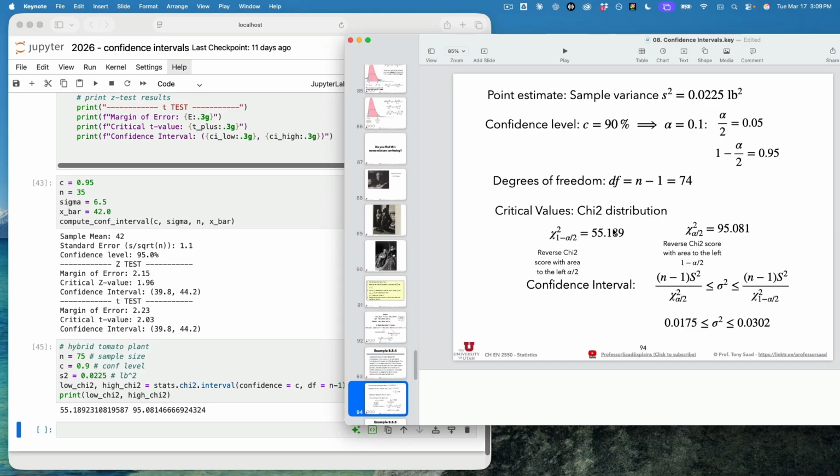Let me see if I got this right here. Okay, there you go. So if I did this by hand, I got the same answer for the low chi and the high chi. They're always going to be in that order. If you're confused, if you put chi A and B, the lower value is going to be the lower chi squared, and the higher value is going to be the higher chi squared. And then your confidence interval is going to be this guy.